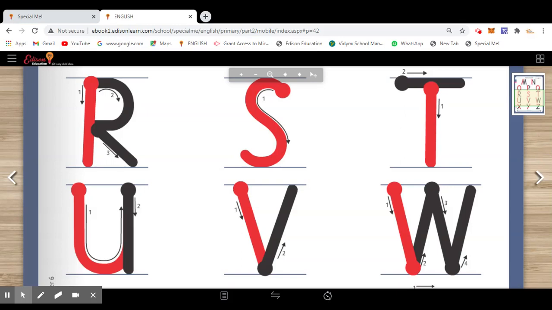T. Tipsy tiger on its toes. Tipsy tiger on its toes. T is the sound of T.